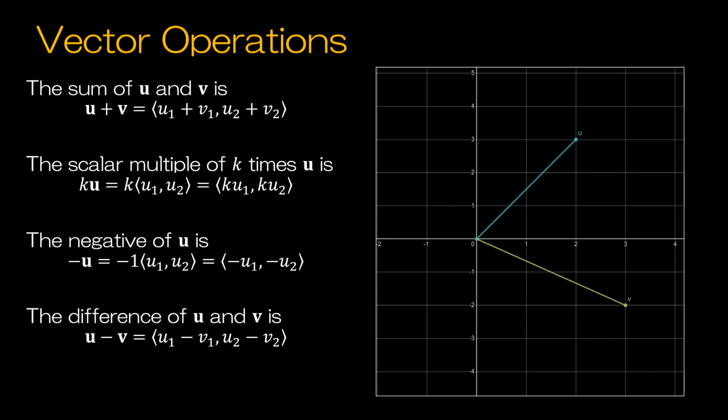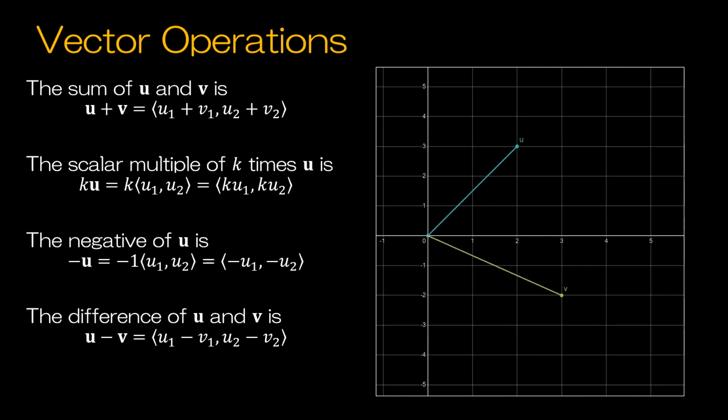So again, I'm dealing with vectors. I should have some arrows on there, but I haven't figured out how to do that in Desmos, so you'll have to use your imagination. Right now, I've got two vectors. The first is at 2, 3, and the second is at 3, -2. So that's vector u and vector v. Now, those are the two vectors that we're going to use so that you can understand how vector operations work.